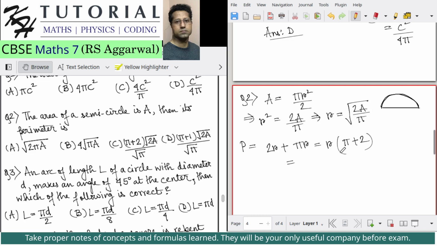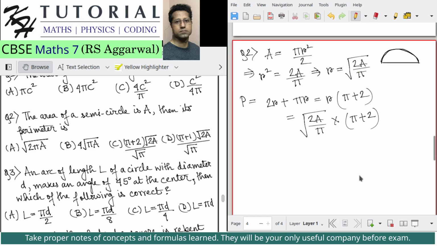We know r is the square root of twice A by pi, multiplied by pi plus 2. So this is the perimeter of the semicircle having area A. Now remember that the capital A is given to be the area of the semicircle, not the circle. The area of the semicircle of radius r is pi r square by 2. So this must be the perimeter.